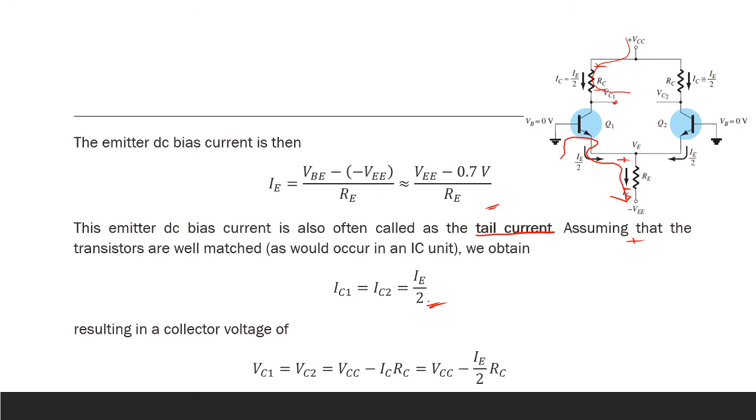So, if that is the case, also, notice that it is similar. Since our currents are similar and the values of RC are similar, we will have the same VC on both sides. So, we will have VC1 equal to VC2, and it is equal to VCC minus ICRC, wherein IC is equal to IE over 2. Therefore, this is our equation for the collector voltage.